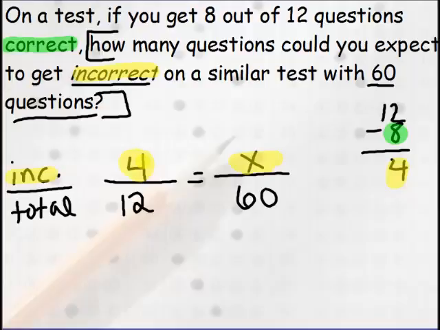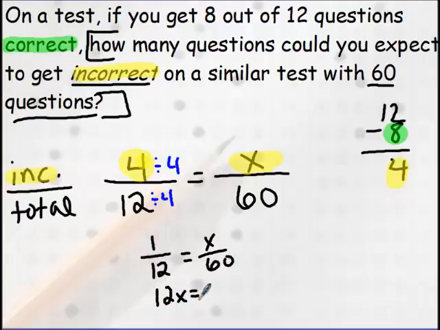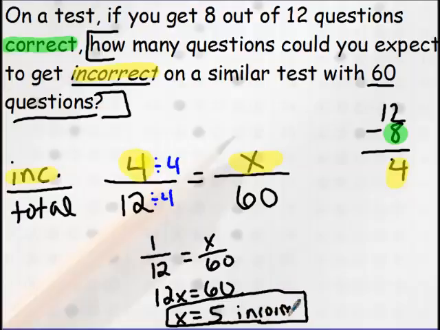Now before you solve, you'll want to simplify both 4 and 12 by 4, which would have given you 1 over 3 equals x over 15, or 1 over 12 equals x over 60. So I know I'll have 12x equals 60 times 1, which would just be 60. And divide both of those by 12, and we get x is equal to 5. So how many would you expect to get incorrect? 5 incorrect on a test that had 60 questions.